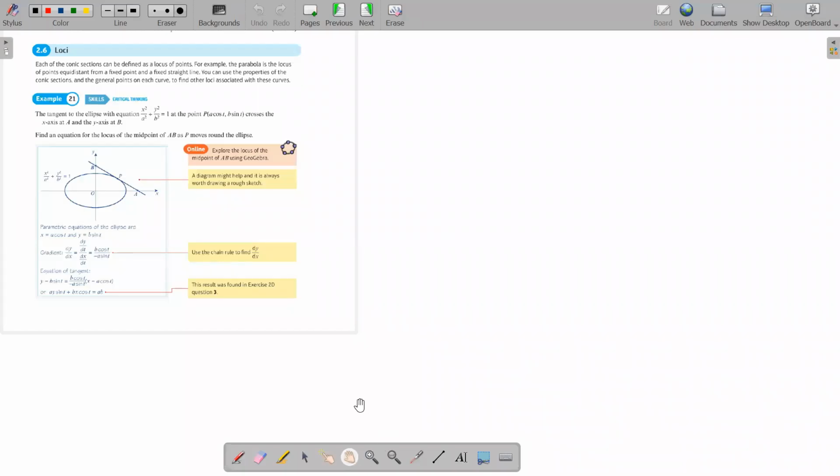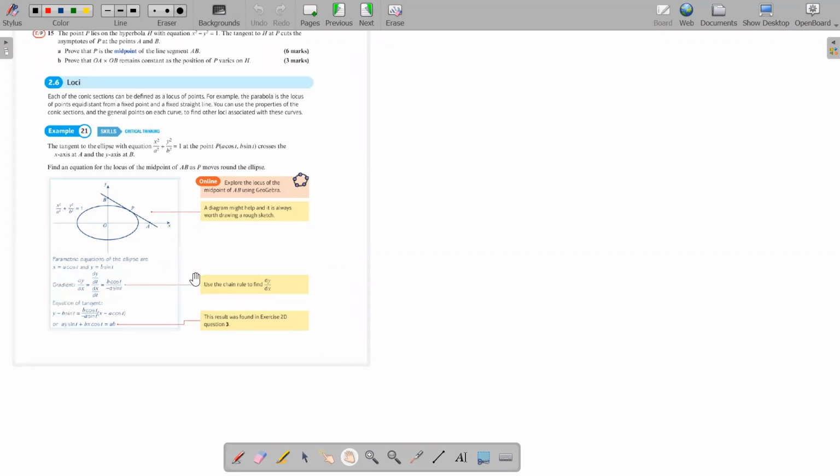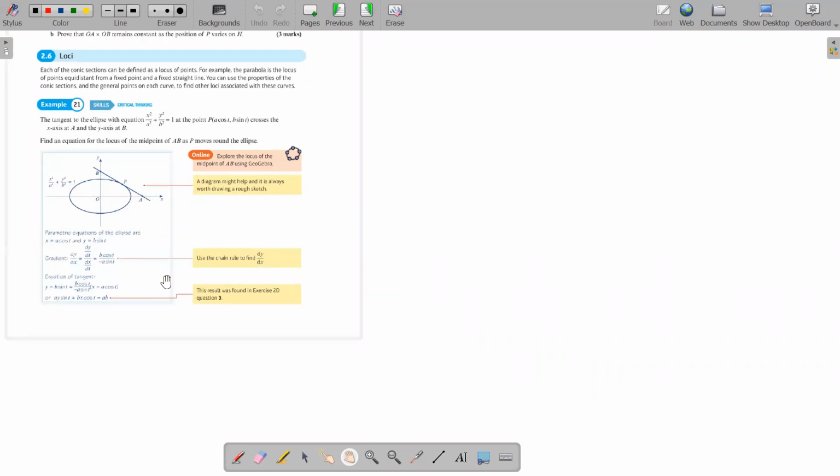Okay, so now we move on to the very last part of this lesson, where we take the loci of the... We are going to find parts associated with these hyperbolas and ellipses. Okay, so let's see what we are talking about.